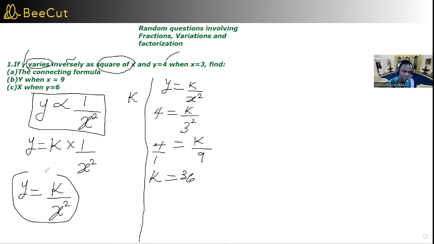You put that K into this formula. So I'm going to replace K with what? 36. It will now become y equals to 36 over x squared. Is that clear?